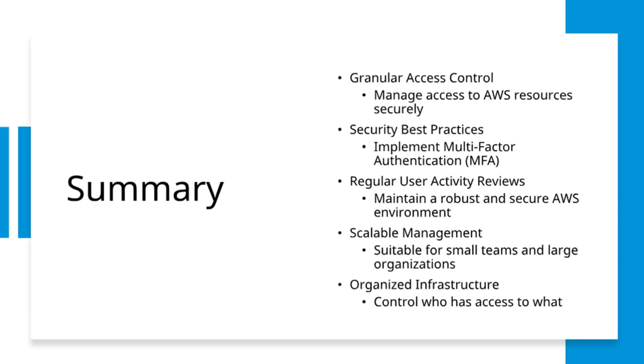In summary, AWS IAM helps manage access to AWS resources securely, implement granular access control, enforce MFA, and review user activity regularly to maintain a secure environment. IAM is scalable for both small teams and large organizations, ensuring well-organized infrastructure.